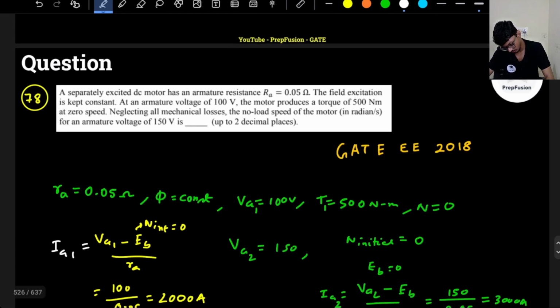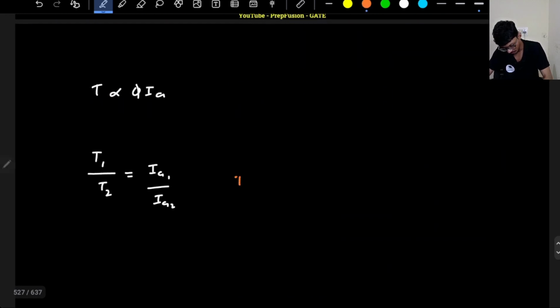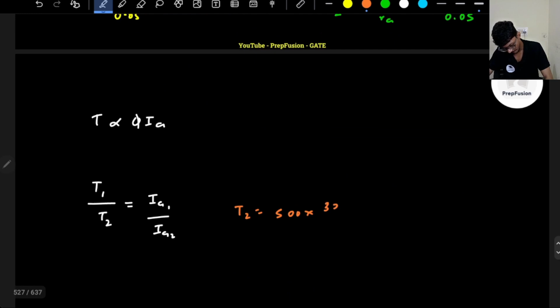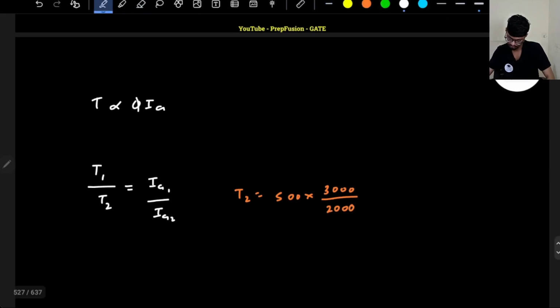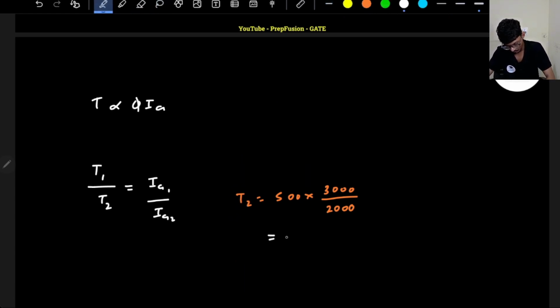T2 I don't know, so I can find out the torque in the second case. So T2 will be equal to T1, which is 500, into IA2, which is 3000, divided by 2000. So it will be 3 by 2, so 250 into 3, 750 Newton meter. So now the torque is 750 Newton meter.